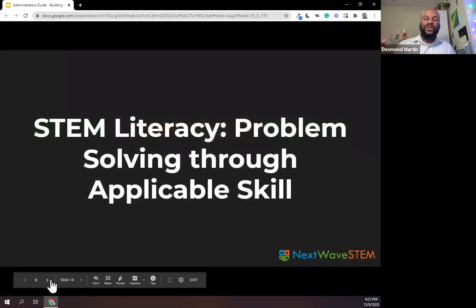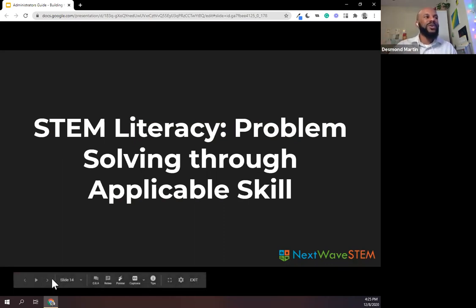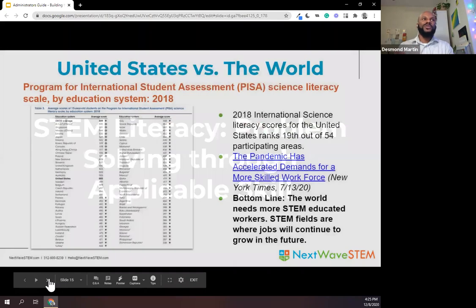So the first goal we have to keep in mind, STEM literacy, problem solving through applicable skill. How do you learn the material? How does that material relate to the world? How can you apply that material to do something with it? That's what we want to build in our students first and foremost.